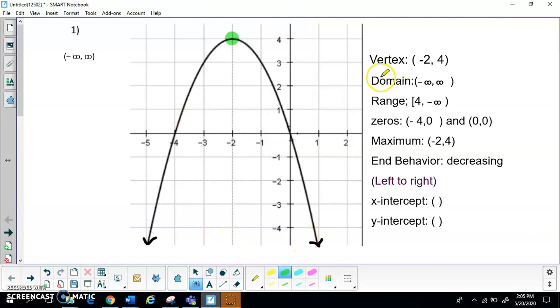So to determine the domain, since we define domain as the set of possible values of your x-axis, in this case we will examine the x-axis, which is from left to right. So this is your x-axis right here. And if you look at the values, it ranges from left to right.